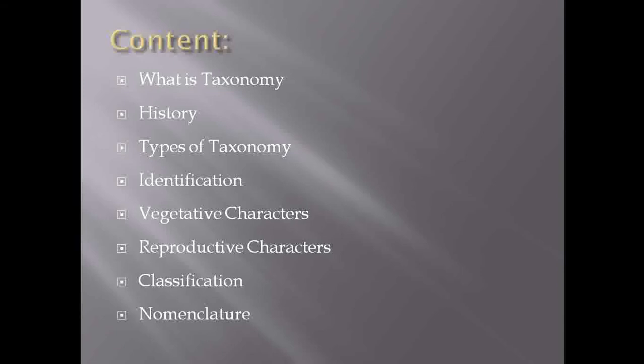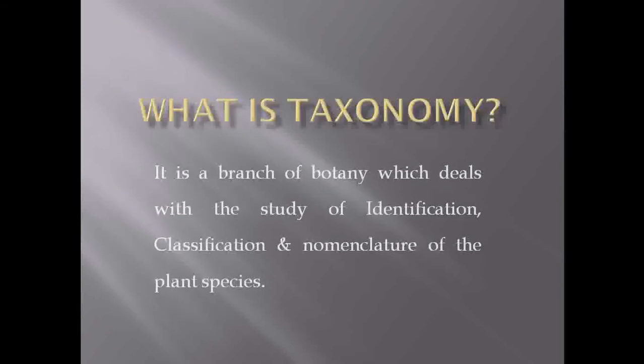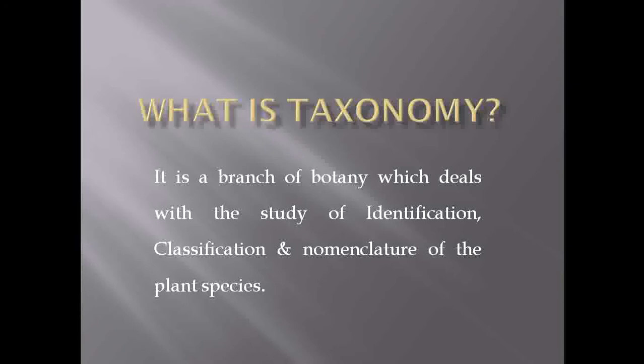So let's see first what is taxonomy. Taxonomy is defined as a branch of botany which deals with the study of identification, classification and nomenclature of the plant species. In another way, taxonomy is defined as a lawful arrangement of the plant species.